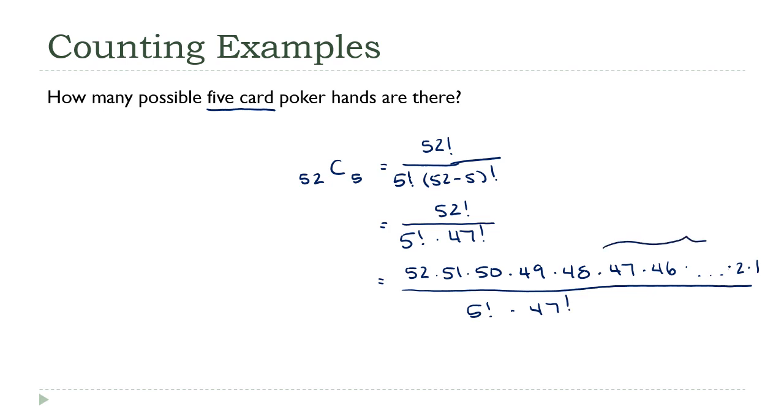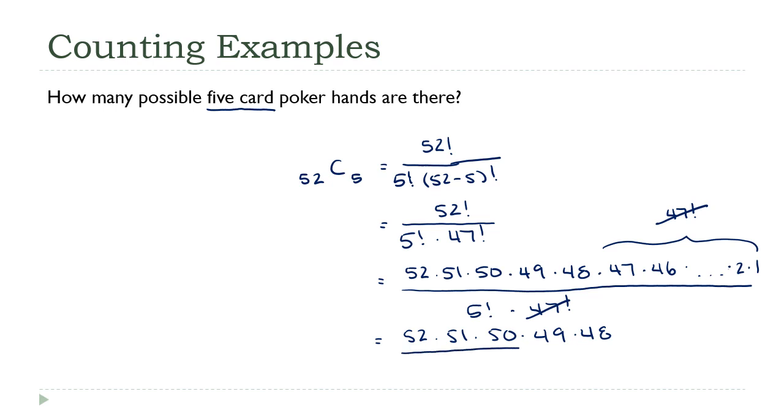Well, look at this part here: 47, 46, all the way down to 1. This part here is 47 factorial. So that's going to cancel with this 47 factorial in the bottom, and all that's left is 52 times 51 times 50 times 49 times 48. If you're doing this on a non-scientific calculator, because that's all you've got available, now you've just really narrowed this down to a much more doable multiplication.